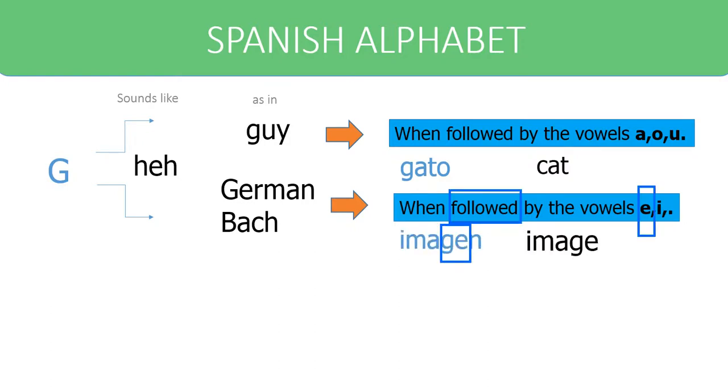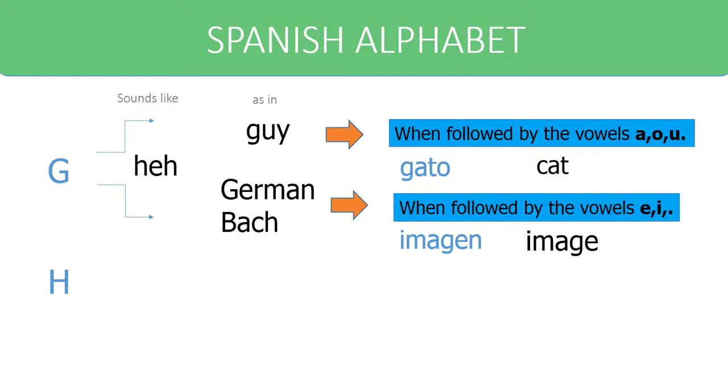An example is the word imagen. Imagen. That means image. Notice how imagen sounds like Bach. And gato sounds like guy. Gato, guy. Imagen, imagen. So the letter G is pronounced G, remember. G, and has two sounds. The one as in gato or guy, and the one as in imagen or Bach.